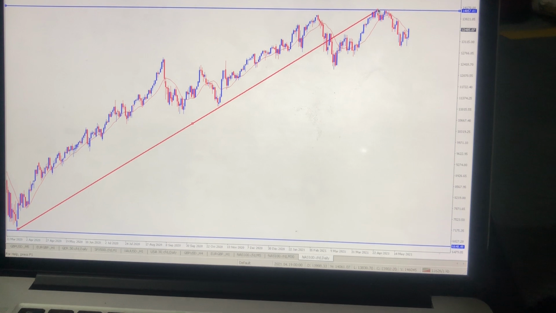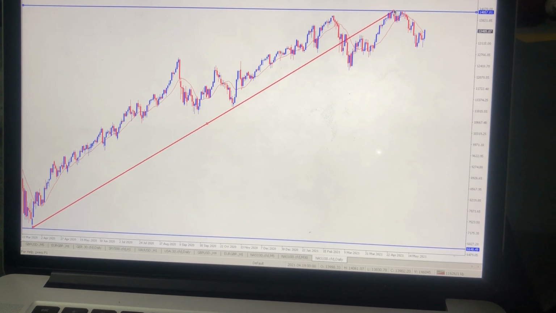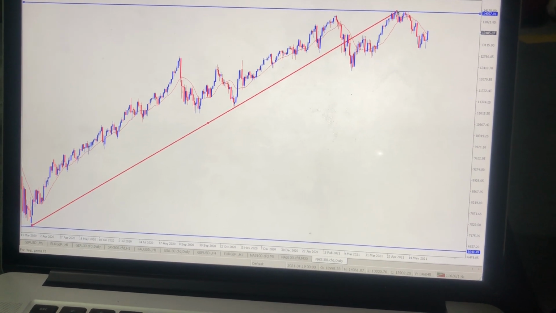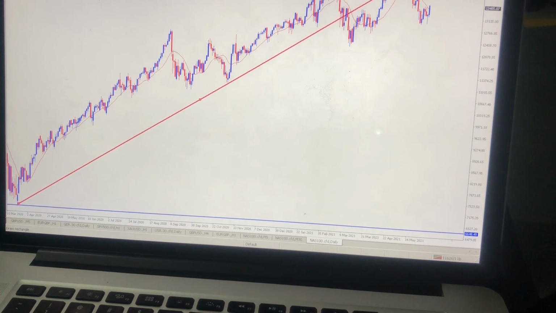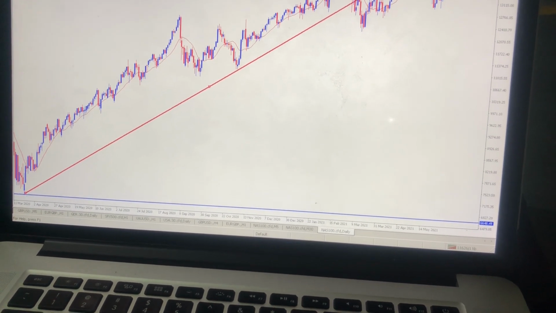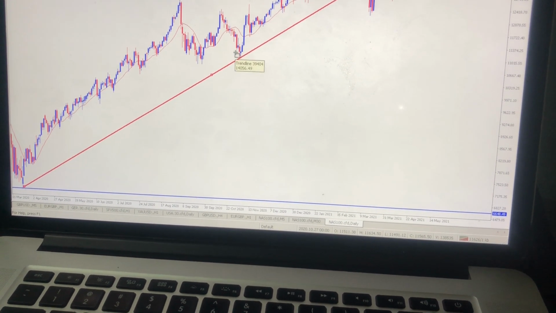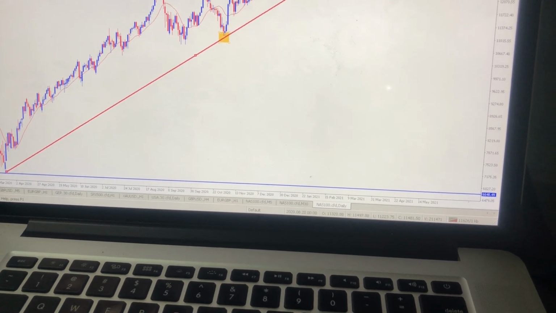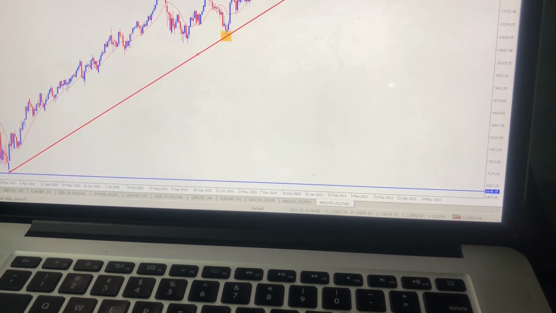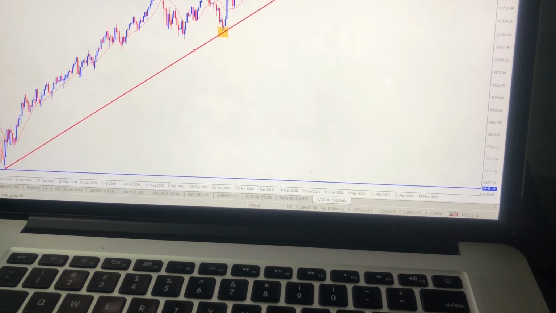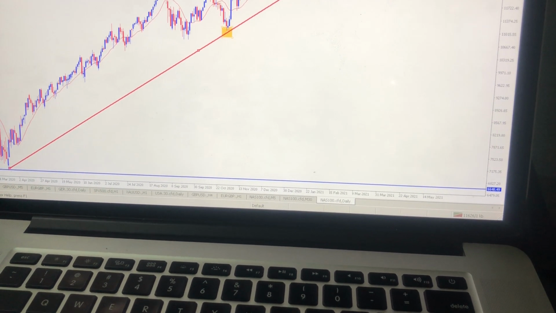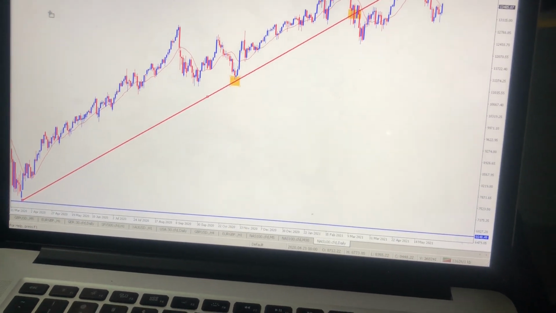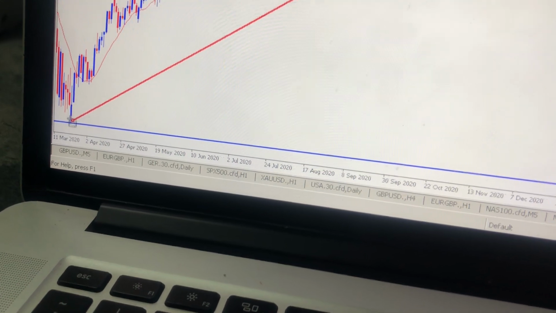Yes, you can see that I've drawn my trend line from the lowest point going to the highest point, only connecting turning points. As you can see, these are my turning points right here. Turning points. I want you to check these turning points. This turning point. These are my turning points right here.